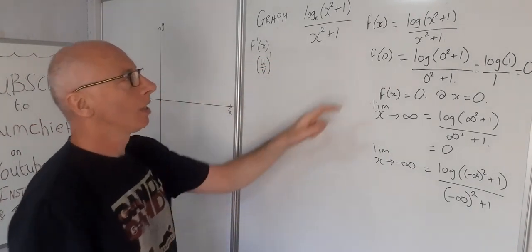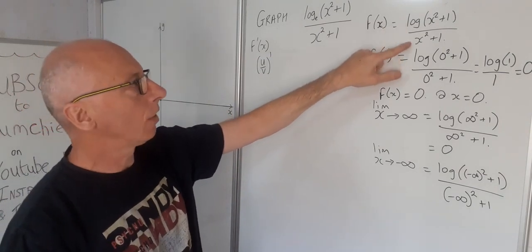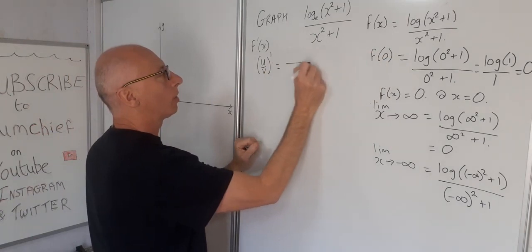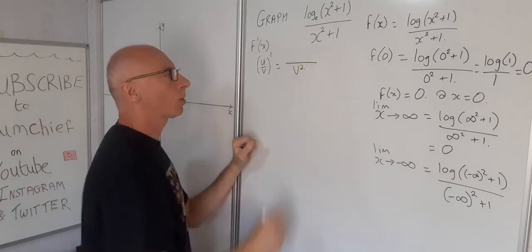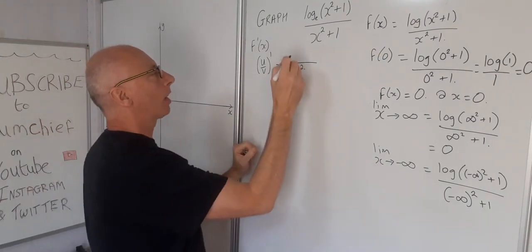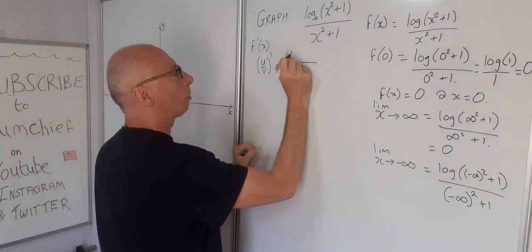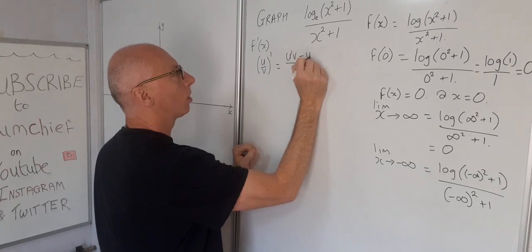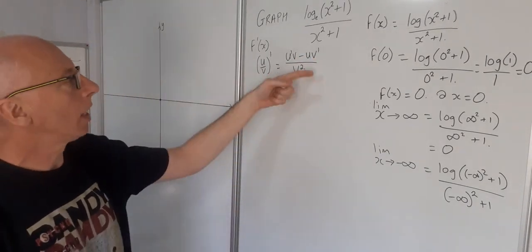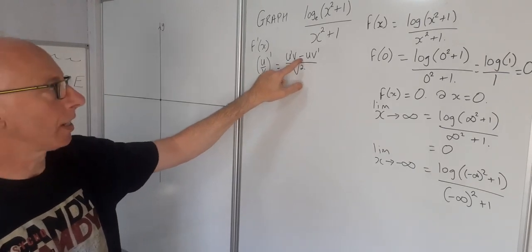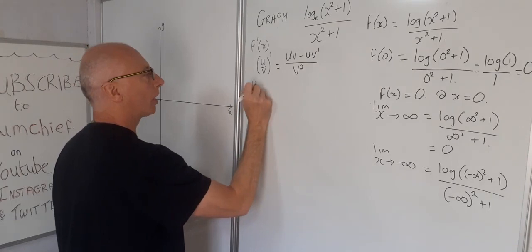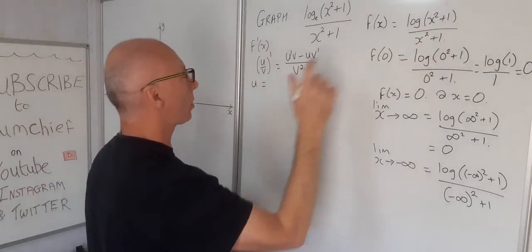u over v prime. So our u will be this log and our v will be this x squared plus 1. That equals, it's going to be another quotient which has a v squared on the bottom. So the denominator is squared. Then in the numerator, we've got u prime v minus u v prime. So it's looking a little bit like a product rule, but with a minus sign inside. Okay, now let's assign our u and our v. So u is log of x squared plus 1.